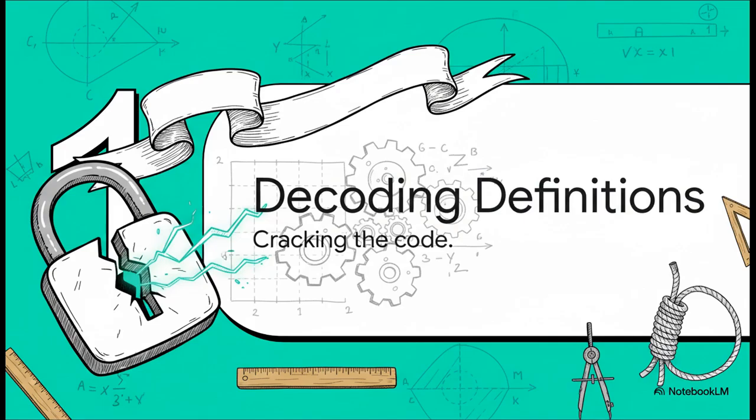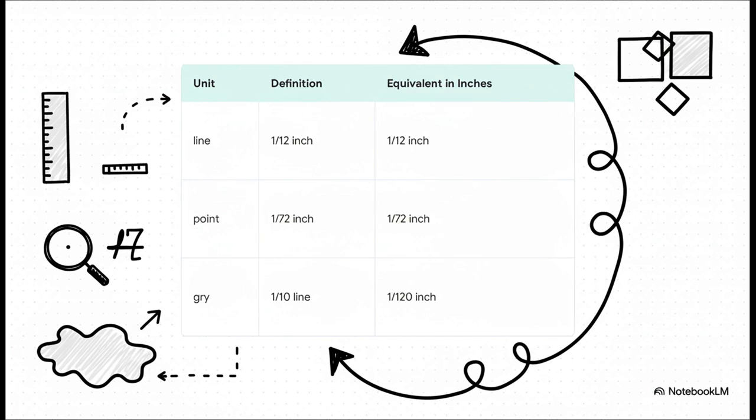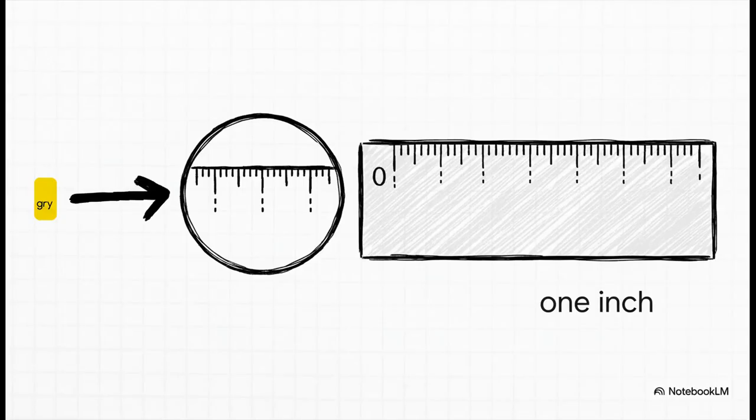First things first, we can't solve a thing until we know what we're even talking about. So step 1 is to crack the code on these units. Let's figure out what they actually mean. This little table is basically our decoder ring. The problem tells us that a line is 1/12 of an inch. A point is 1/72 of an inch, and the real key here, a gray, is 1/10 of a line. See how they're all connected? That's what we're going to use.